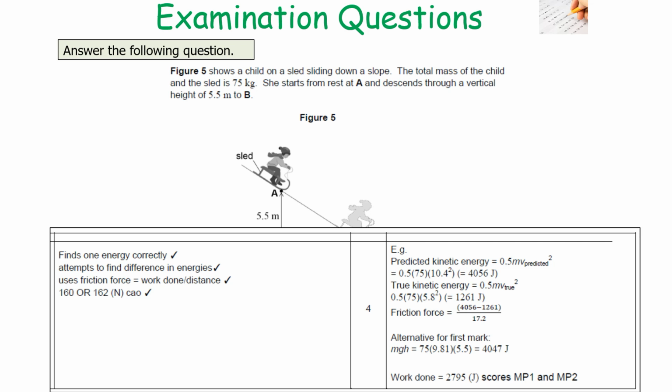Now we know that force is equal to work done over distance travelled, so once you've done that, we can say that the frictional force is equal to the work done over the distance. The work done in this case is the difference between the two energy stores, because it's the work done by friction to transfer the energy from the object to the surroundings. So friction is equal to work done over distance, and we then get our frictional force.